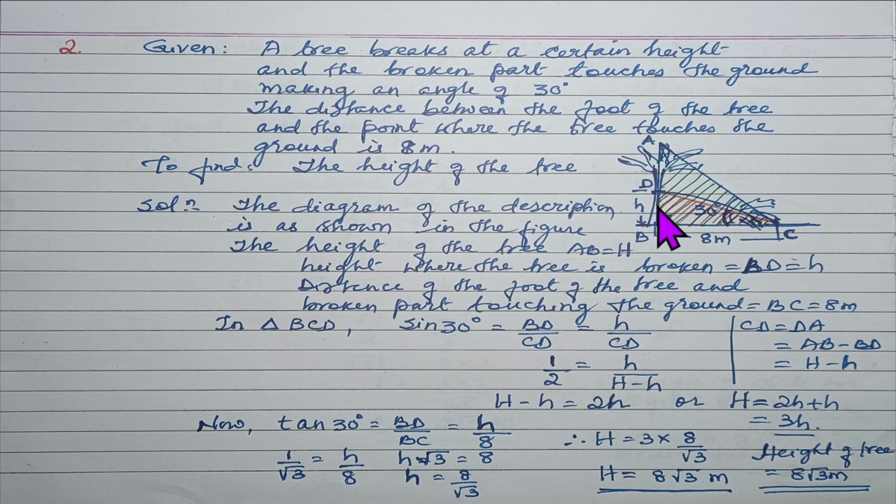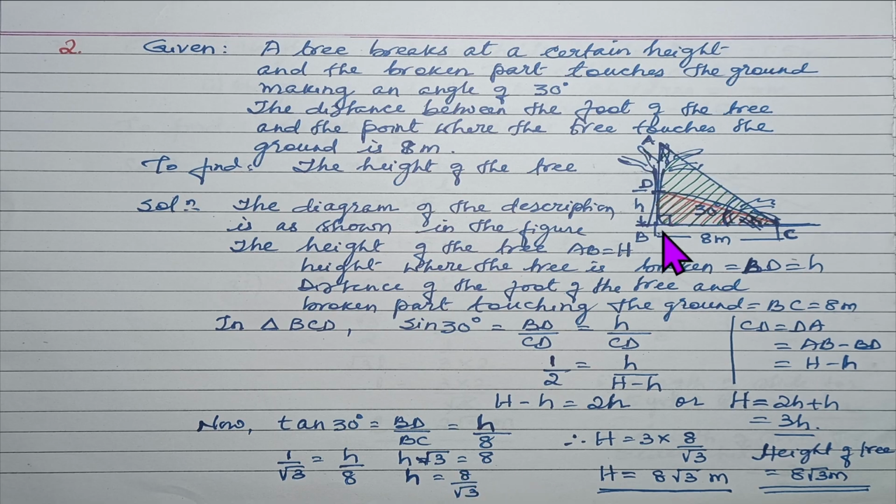Now if you take the small triangle, that is DBC, angle B is 90 degrees, and DB is small h, and BC is 8 meters. So we can apply tan 30 degrees here, because BD upon BC is tan 30. So tan 30 is equal to h upon 8, and tan 30 is 1 by root 3. 1 by root 3 is equal to h upon 8, or h root 3 is equal to 8, or h is equal to 8 by root 3.